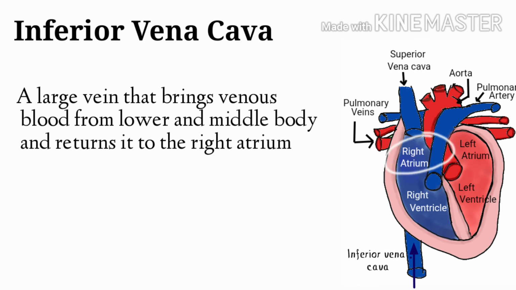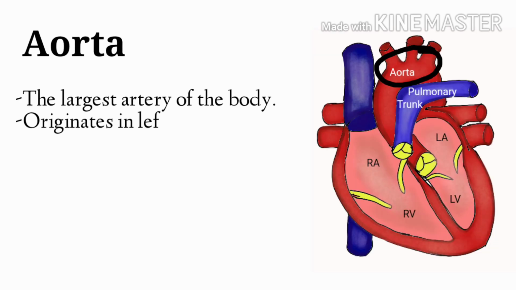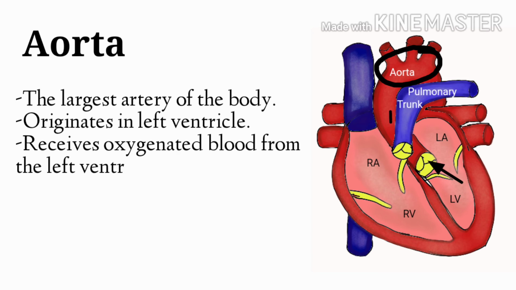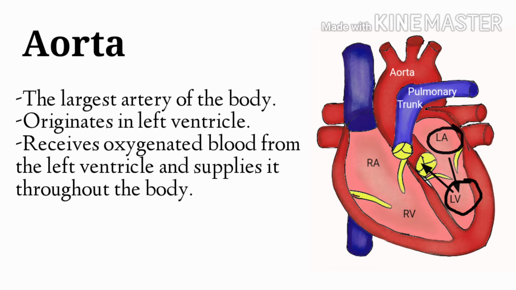The aorta is the largest artery of the body. It originates in the left ventricle and from here moves upward, then forms a U to turn downwards to reach the abdomen, where it branches. Oxygenated blood received by the left atrium from the lungs passes down to the left ventricle. The left ventricle then pumps this blood into the aorta, which supplies oxygenated blood throughout the body as it branches.